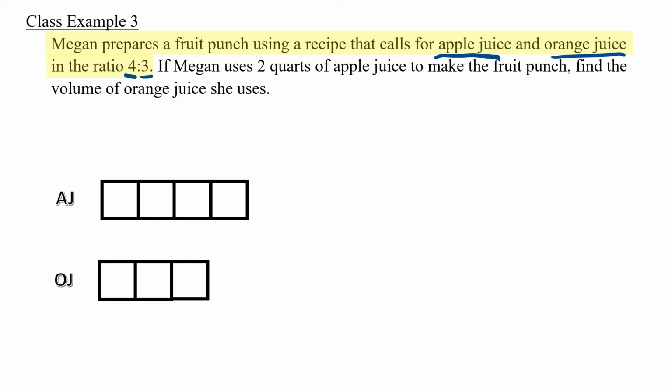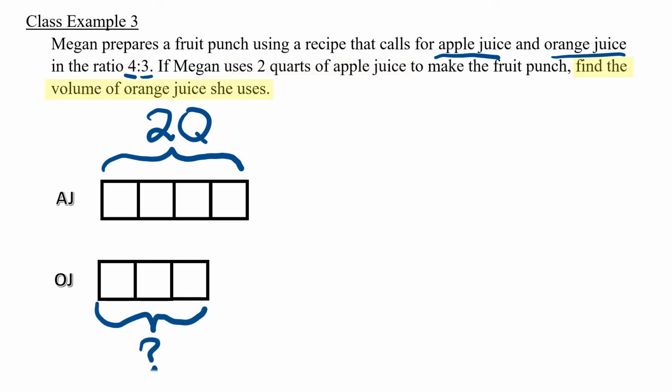Now, the next piece of information it gives me is that she's using 2 quarts of apple juice. So I'm going to label the apple juice as 2 quarts because that's what it says. It says she's using 2 quarts of apple to make the fruit punch. Then find the volume of orange juice that she uses. So how much OJ is she going to use if she's using 2 quarts of apple juice and it's in this ratio? So that's everything. That's the information the problem has. And that is what I'm looking for, how much OJ there is.